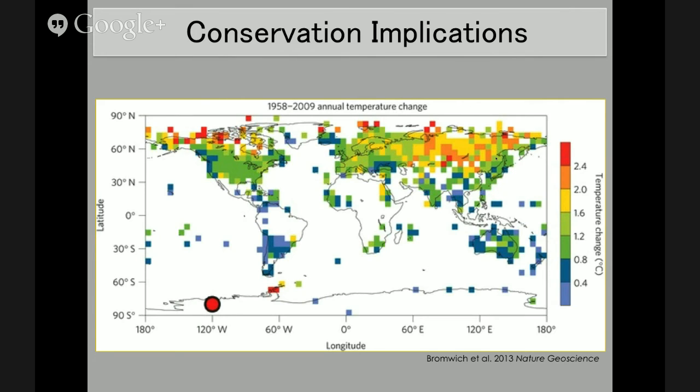With that said, the conservation implications may actually be more nuanced than just focusing on niche breadth. That's because the rate of climate change differs depending on where you are on the globe, and that's indicated here by this figure of how much the temperature has changed in the last 50 or so years. And so perhaps what we need to do is focus on different traits depending on the rate of climate change. Maybe in those regions that experience slower rates of climate change, we need to focus on dispersal, whereas in those regions that are experiencing higher rates of climate change, we need to focus more on niche breadth.